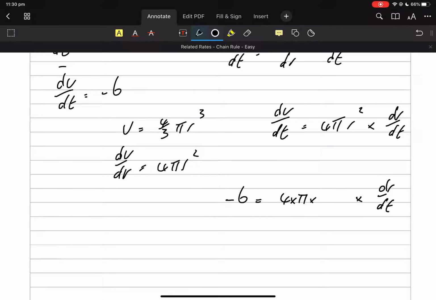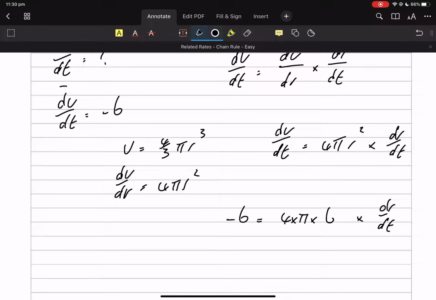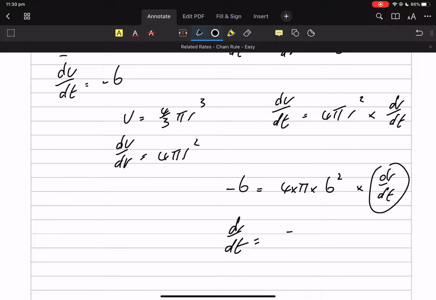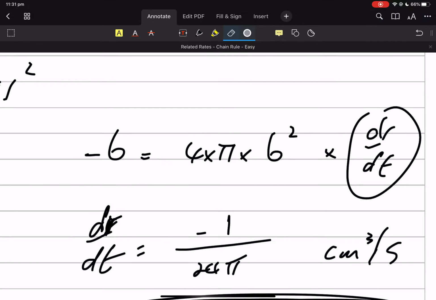4 times pi times... Now the question said when the radius is 6, so that would be 6 squared. And I just want to get dr/dt. So let's go minus... Those 6's will cancel, so it will be 1 on one of those 6's, 4 6's are 24 pi. And it's a volume, so it'll be centimetres cubed per second. No, it's not centimetres cubed, it's a radius, so it's just centimetres per second.